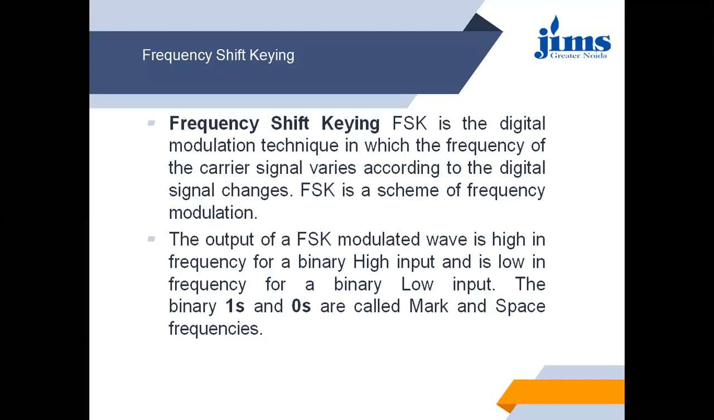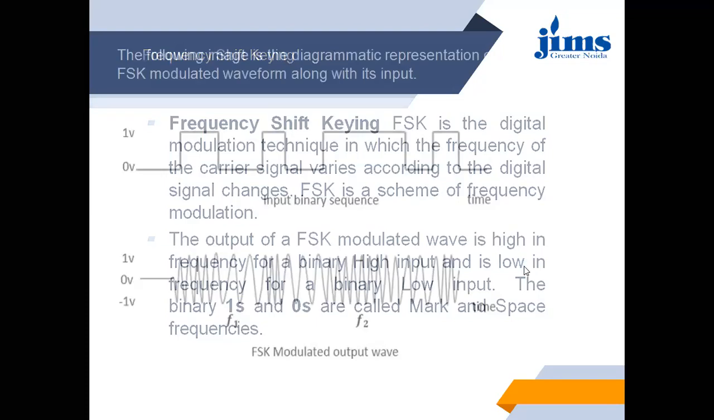In ASK, we changed the amplitude of the carrier wave according to the message signal, which was a binary signal or digital signal. But here in FSK, we will be changing the frequency of the carrier according to the message signal. How are we going to do that process? Let me show you practically.